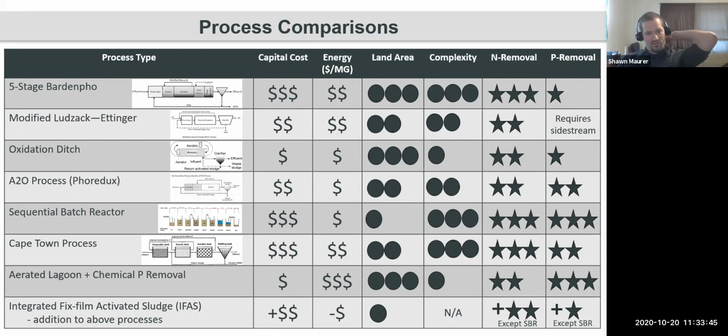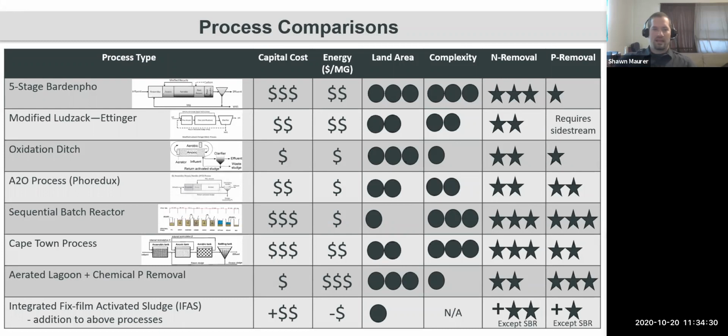For any of these processes, you can add in a fixed film type system to improve the stability of your process. The integrated fixed film can reduce your energy consumption overall, mainly because you're aerating a larger biomass in a smaller basin. So you're saving a little bit on aeration, as you're not aerating just the fluid, you're aerating directly the biomass. And you're also reducing your recycle energy in that process. So it can increase your nitrogen and phosphorus removal potential while decreasing your overall energy consumption.